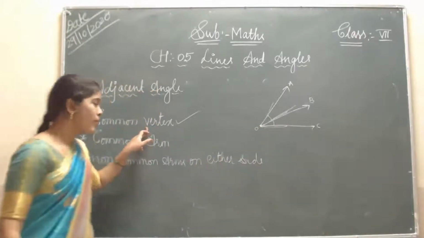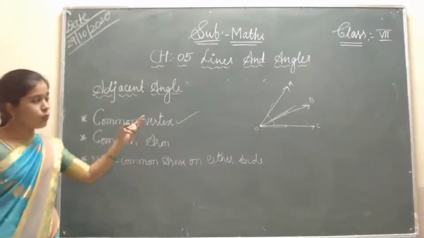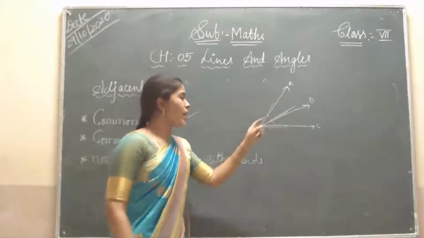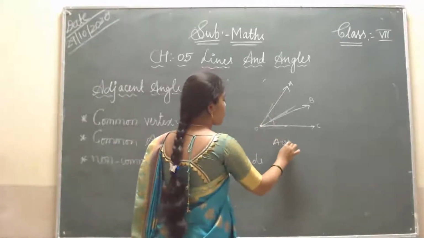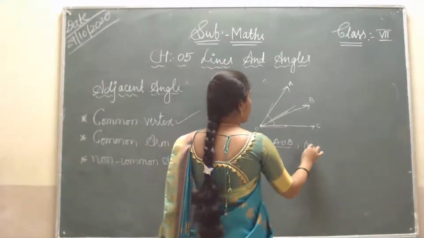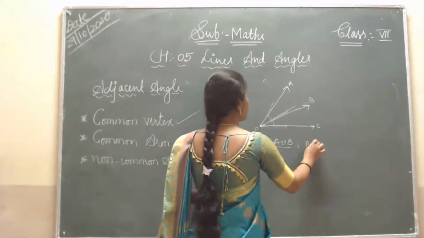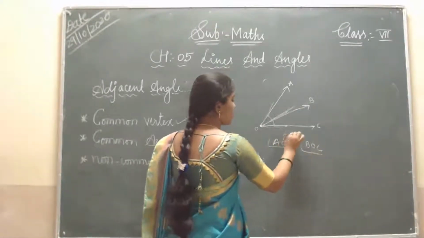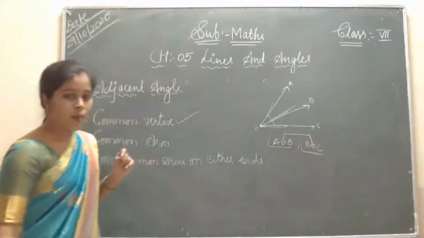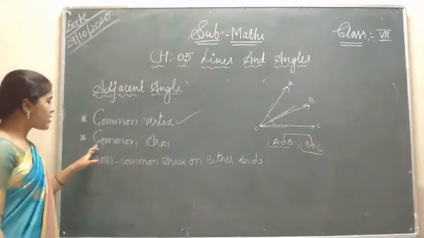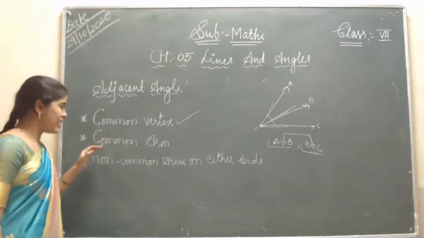We have to write O. So common vertex, yes, for both the angles AOB and angle BOC. The common vertex is O. O is a common vertex. So next, this rule is satisfied.